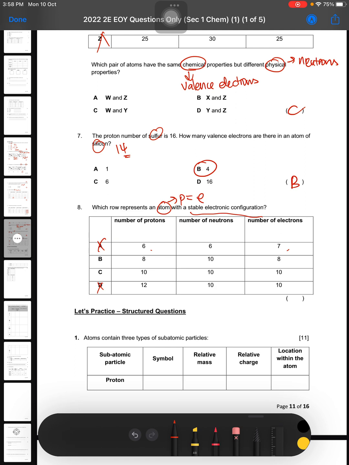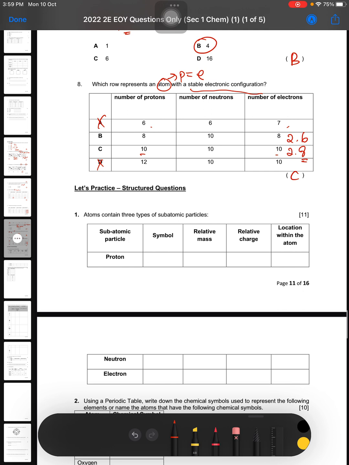So stable electronic configuration means the outermost shell must be fully filled. So write out the electronic configuration to have a clearer look. For B, 8 electrons, so the electronic configuration will be 2, 6. Whereas for C, it will be 2, 8. So C has a fully filled valence shell. At the same time, it is also an atom because the number of P and number of E are the same. Okay, so we're done with the MCQ.